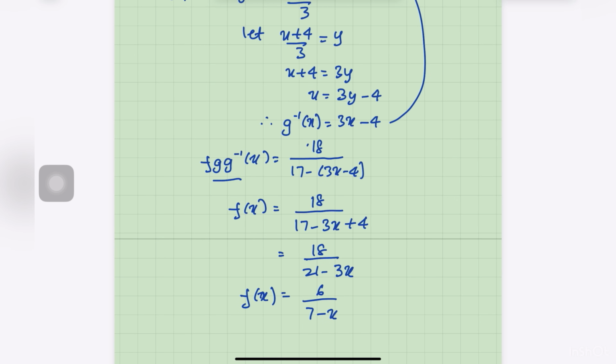Okay, sama macam sebelum ni, the denominator cannot take the value of 0. So therefore x is not equal to 7. Kena state lah.